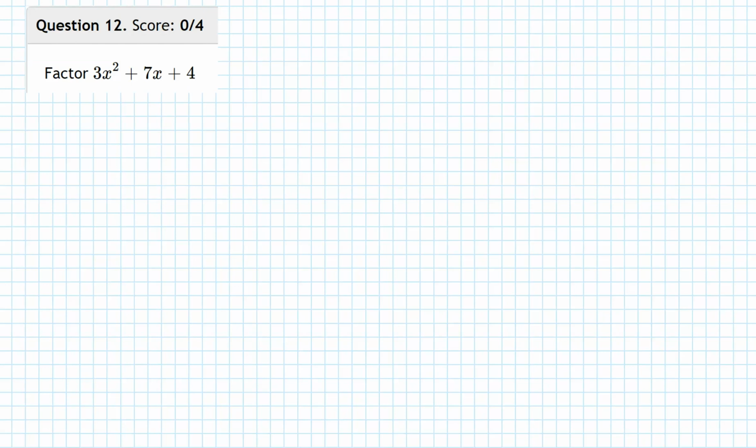In this question, we're asked to factor 3x squared plus 7x plus 4. Now notice this quadratic has a leading coefficient, or an a value, that is something other than 1. In this case, it's 3. So we're going to need to use the x method and then factor by grouping.